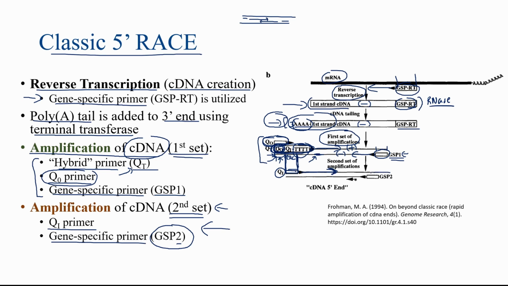On the other hand, you have the GSP2, and the GSP2 can anneal to the sequence extended by the Q internal primer. So it can anneal here and it can extend to the left, producing our cDNA. Obviously, the top strand here would be a positive sense strand, and the bottom strand here would be a negative sense strand. This concludes my module on classic 3' race and 5' race.